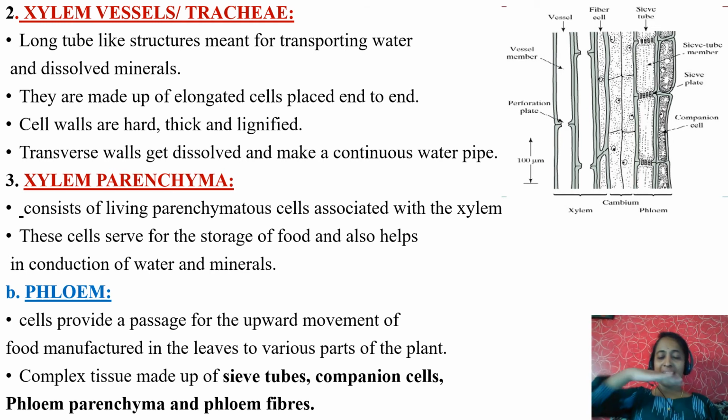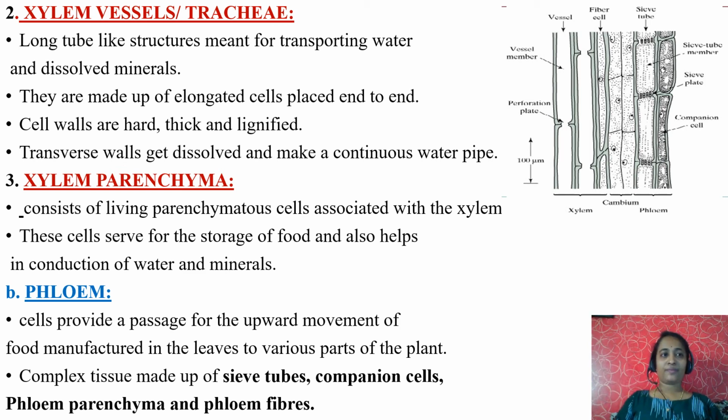Transverse walls, the side walls present in these pipes, get dissolved while transporting water and mineral salts. Next, xylem parenchyma. As I told you, parenchyma cells always help in storage of food. It consists of living parenchyma cells, living, but they will not divide, associated with xylem. This cell serves for the storage of food and also helps in conduction of water and minerals. It helps in storage of food and also provides food to the xylem elements.